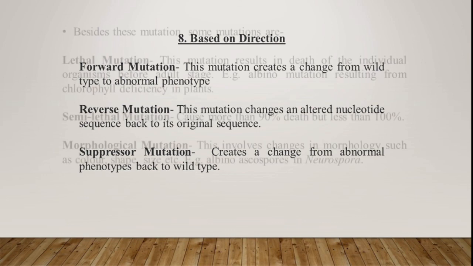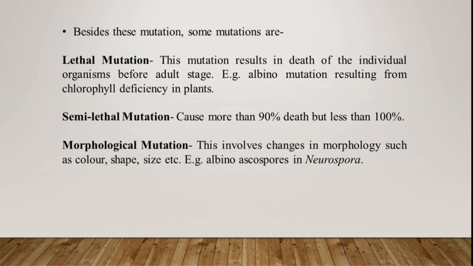Next, besides these mutations, some mutations are lethal mutation, semi-lethal mutation, and morphological mutation. What is lethal mutation? This mutation results in death of the individual organism before adult stage. Example, albino mutation resulting from chlorophyll deficiency in plants.